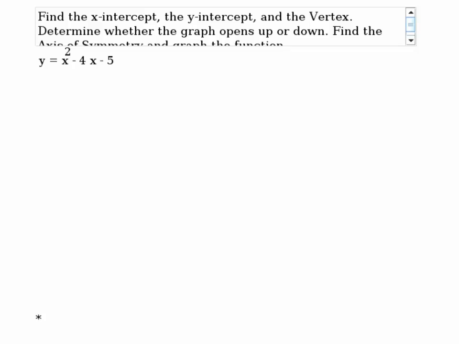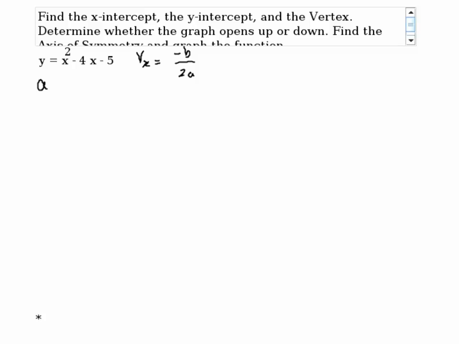How do you find the x position of the vertex? V of x, what is that equal to? Minus b over 2a. Very good. Minus b over 2a. So in this case, let's find out what's a, what's b, what's c.